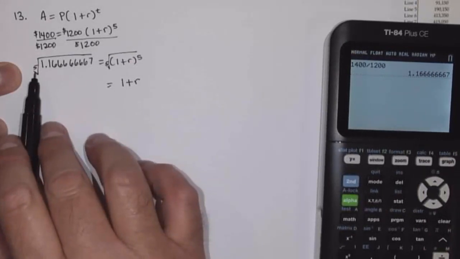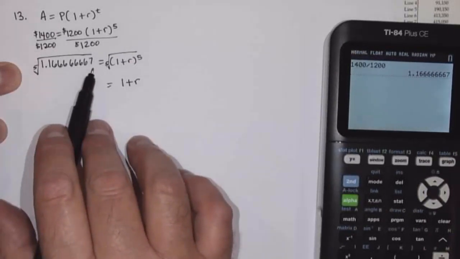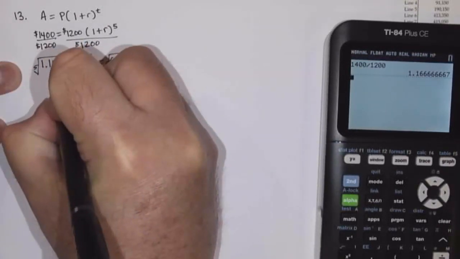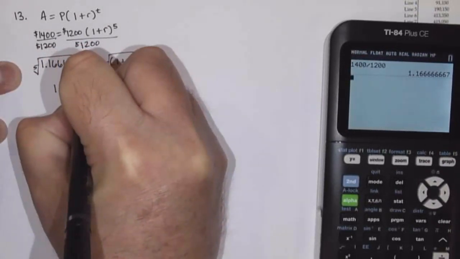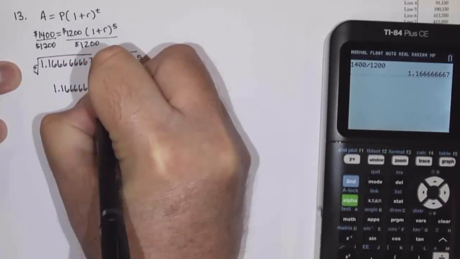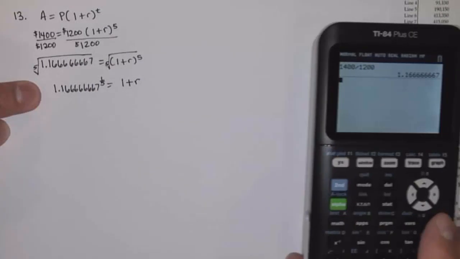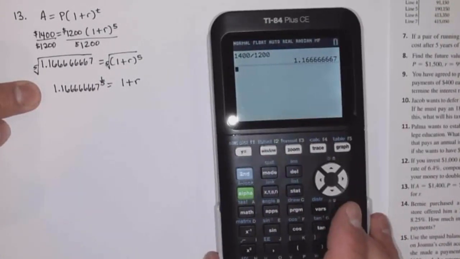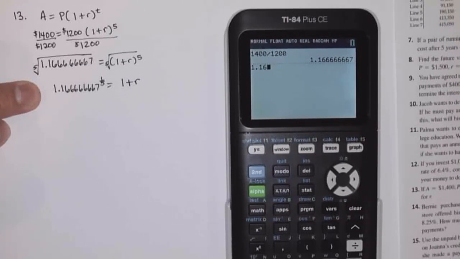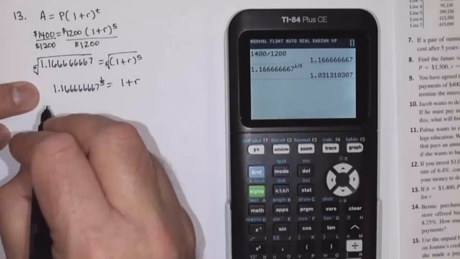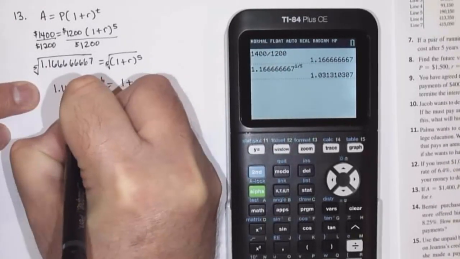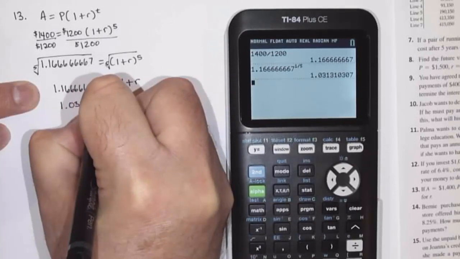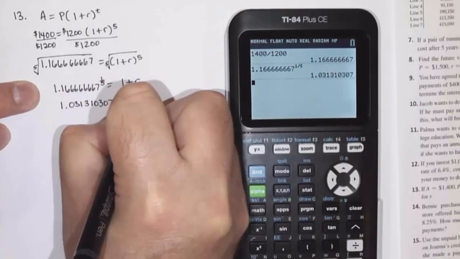On the left-hand side, to find the 5th root of 1.166666667, that's the same as doing 1.166666667 to the 1/5 power. So that's how I'm going to enter that in my calculator. 1.166666667 raised to the 1/5 power, that is 1.0313100307. So 1.0313100307 equals 1 plus R.